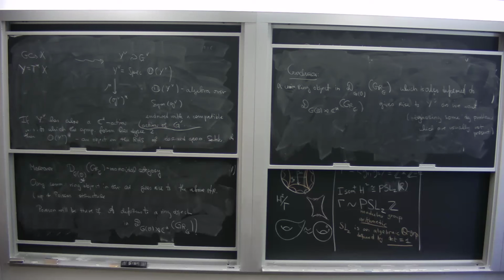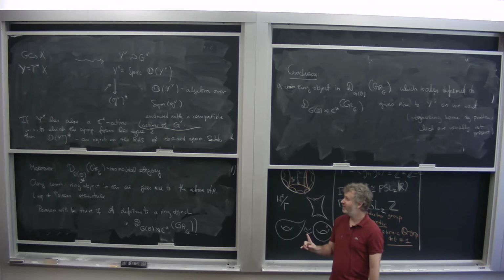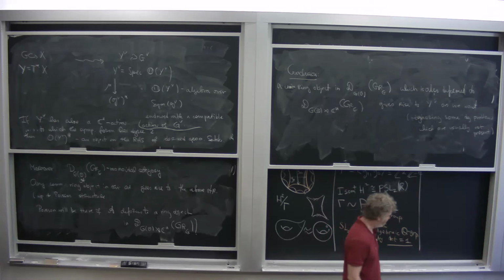So again, let me put this just in parentheses. I'm not going to discuss this for now, but I'll only tell you what to do in the cotangent case, and how to produce this ring object. What time is it? There was a clock here somewhere. It's 3:36. Okay.